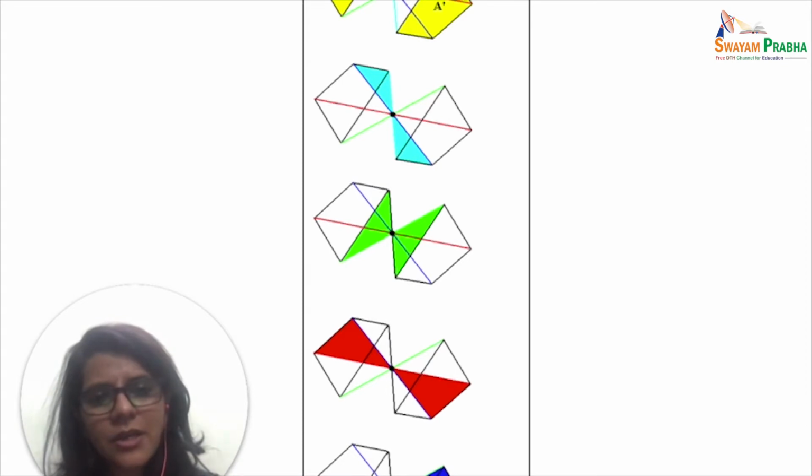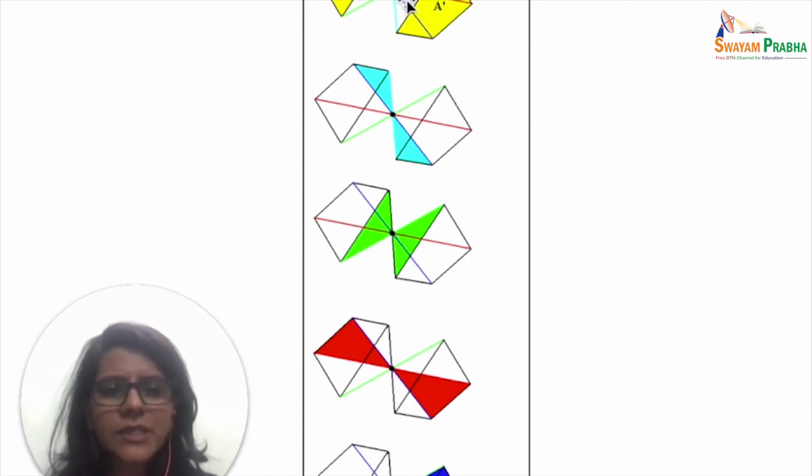You go this way at equal distance and you go this way, you meet identical things. You go this way, you go this way, you meet identical things. You may go here, you go here, you meet. So this is the center of symmetry or center of inversion.